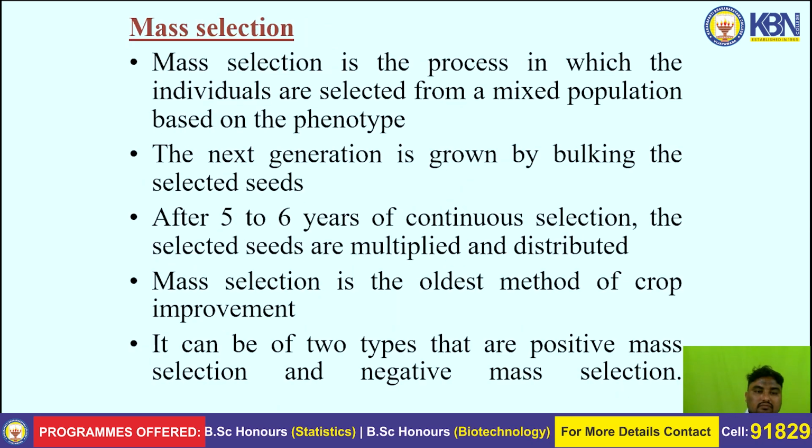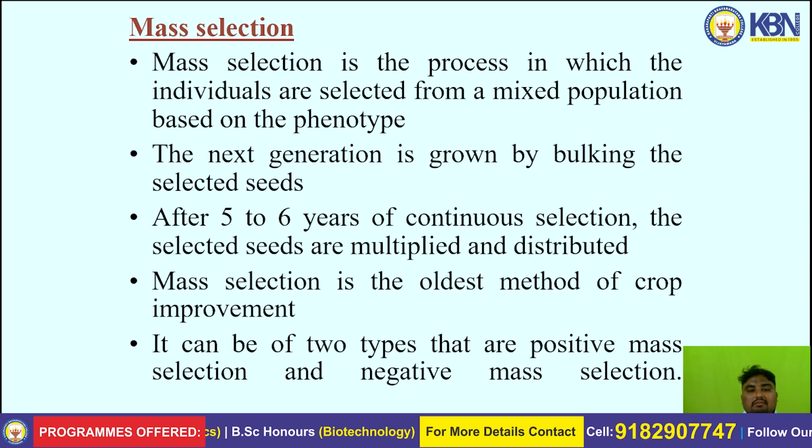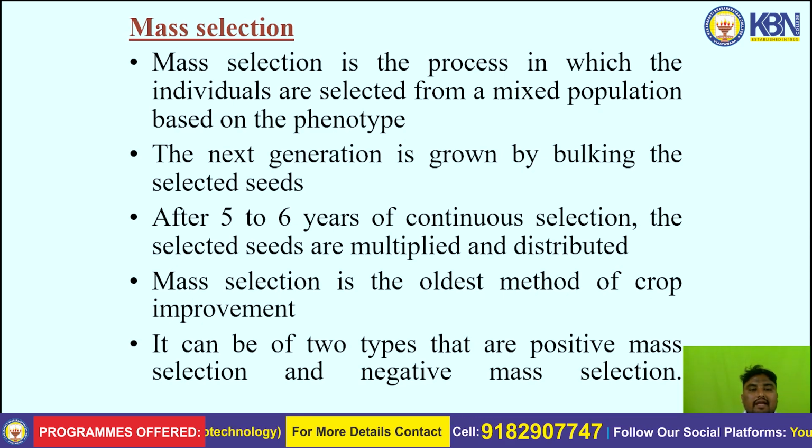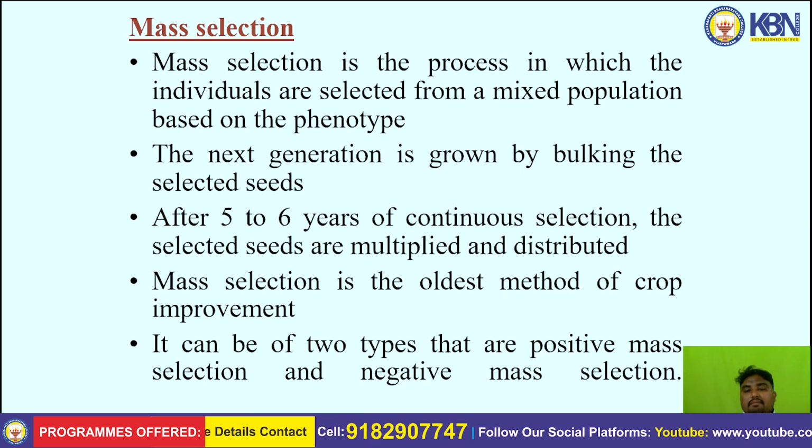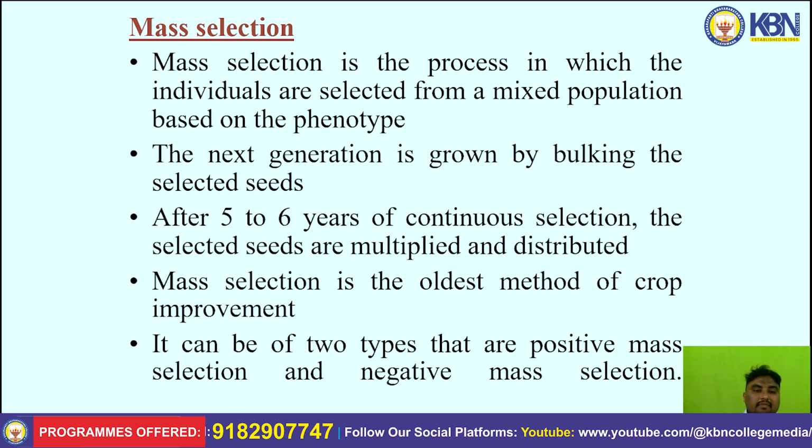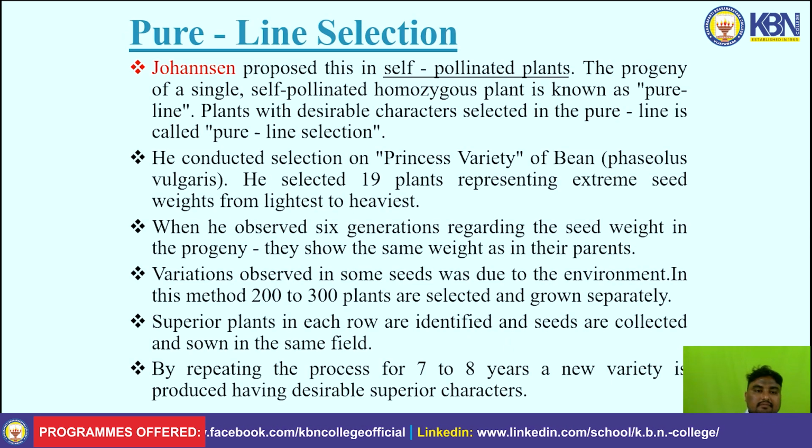World. Mass selection. Mass selection is the process in which individuals are selected from a mixed population based on the phenotype. The next generation is grown by bulking the selected seeds. After 5 to 6 years of continuous selection, the selected seeds are multiplied and distributed. Mass selection is the oldest method of crop improvement. It can be of two types: positive mass selection and negative mass selection.